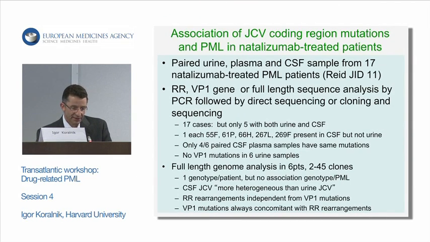So the last paper by this group, also appearing in the same issue of the Journal of Infectious Diseases, looked at paired urine, plasma, and CSF samples from 17 natalizumab-treated patients who developed PML. And again, they looked at the regulatory region, the VP1 gene, and sometimes did full-length sequencing analysis by PCR, followed either by direct sequencing or cloning and sequencing.